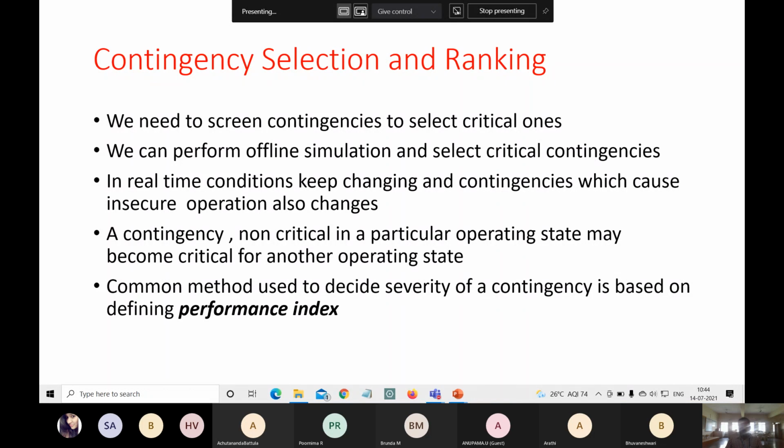A common method used to decide the severity of a contingency is defining a performance index. It is just like a progress card, where your performance is labeled. If you score more than 90 marks, you get A plus; 80 to 90, you get A grade; 70 to 80, a B plus. Like that, here also we have an index called the performance index. Based upon the severity of the contingency, we give the rank.